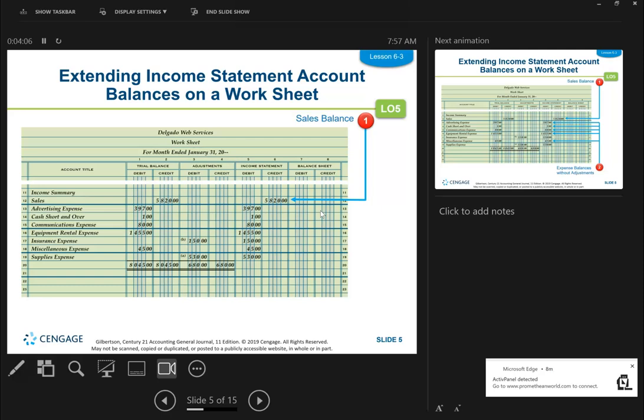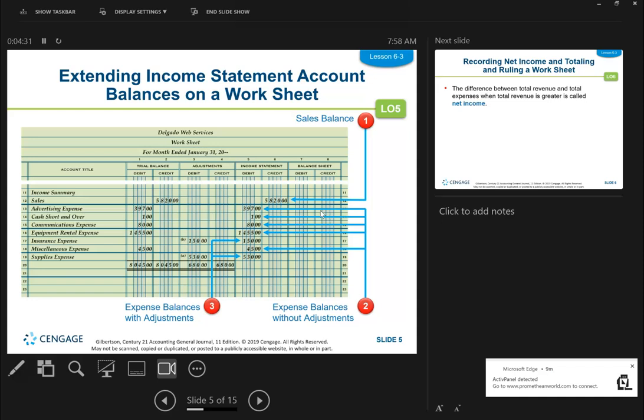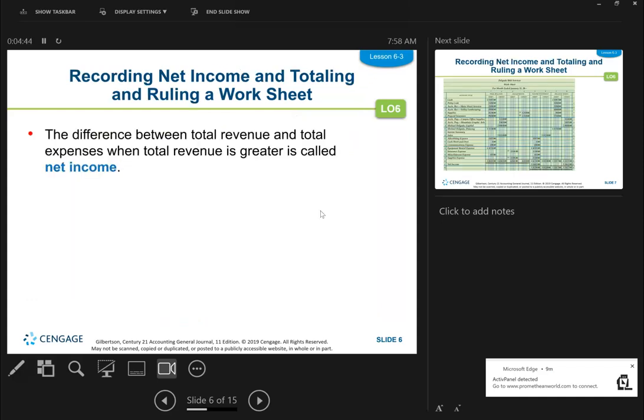So we have the total number of sales, that's our sales balance. We have our expense balances without adjustments. So these are all the expenses and their balance from our ledger that did not include an adjustment. If you notice, there are two that do have adjustments, so those are expense balances with adjustments. Everybody okay? Again, three types of entries. Okay.